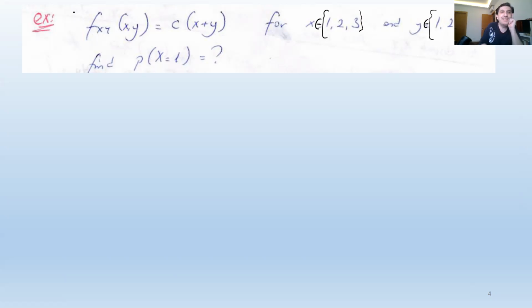And now we know that since x and y are discrete, this is a probability mass function, given by this equation, and c is not known here. The question is, what is the probability that in such a system x is going to be equal to 1? So now let's try to visualize this problem in an empirical form.